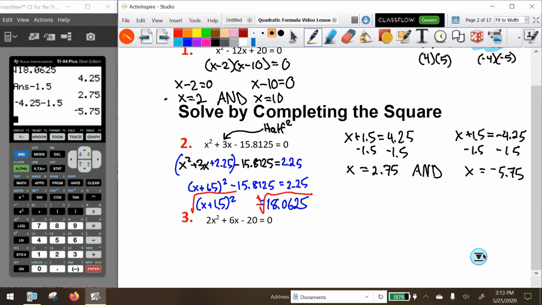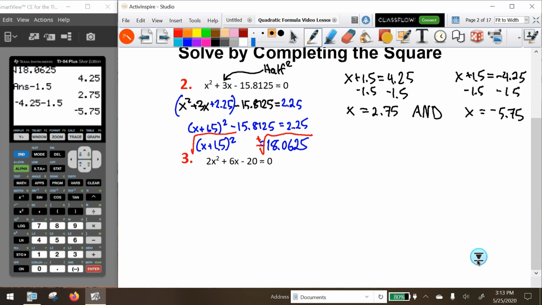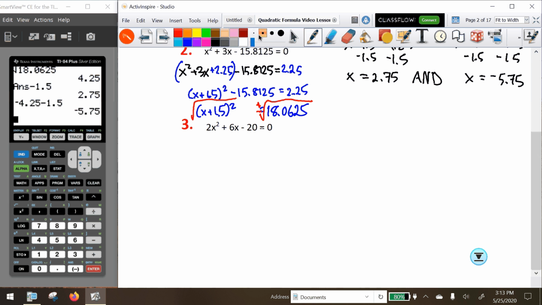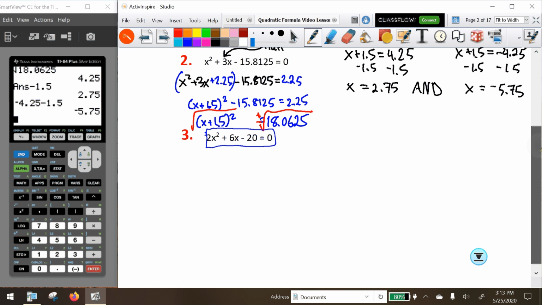2x squared plus 6x minus 20 is equal to 0. This is another situation where we're going to use the completing the square method. So we're going to take half of that x coefficient. Actually, we haven't done any like this in a while. This one leads with a 2 in front of the x squared. So I'm actually going to make that one look like question number 2, where the leading coefficient is 1.